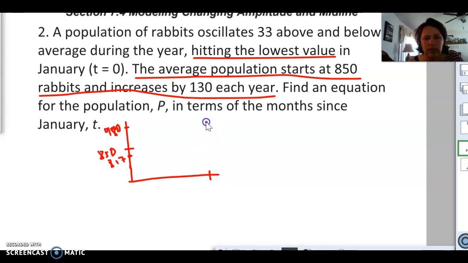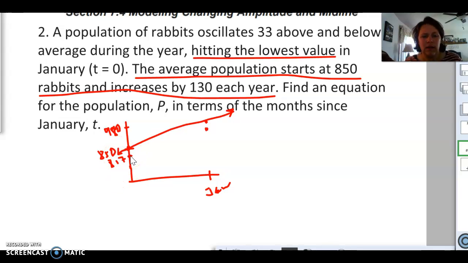But since it is saying that our highs and our lows are occurring in January, this is also another January, then we're going to be 33 below that average in January also. So our midline is going to be here. Let's see if I can draw a straight line.